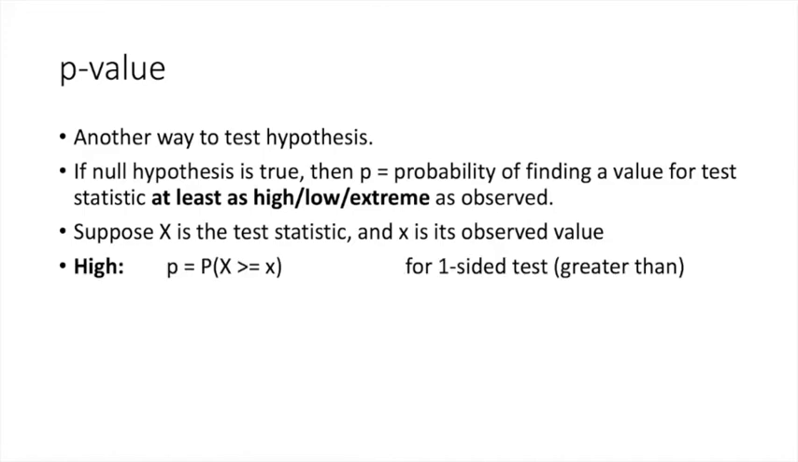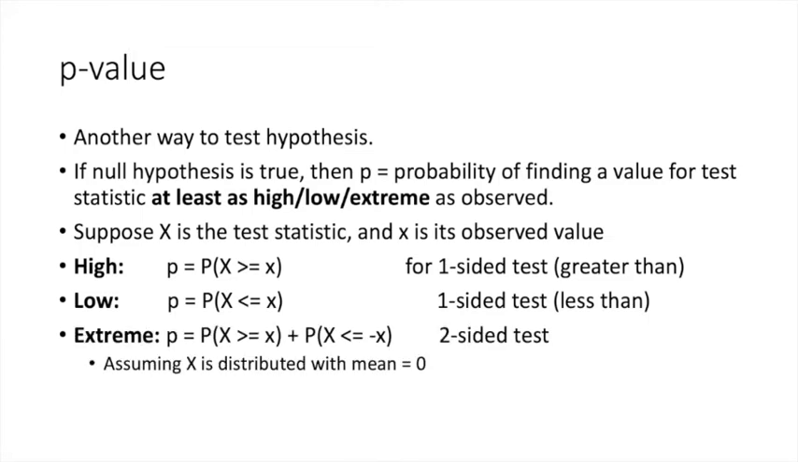Then the p-value is the probability of finding at least as high a value as the observed value for a greater than test. Likewise, the p-value is the probability of finding at least as low a value as the observed value for a less than test. In a two-sided test, the p-value is the probability of finding a value as extreme in either half of the distribution. Therefore, the p-value is the sum of two probability values. Let's demonstrate that with some examples.